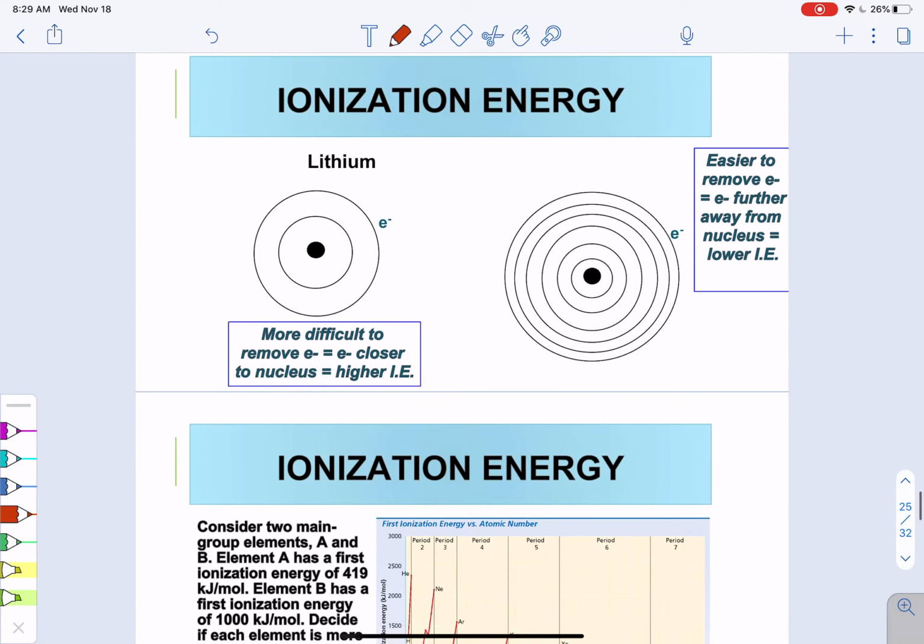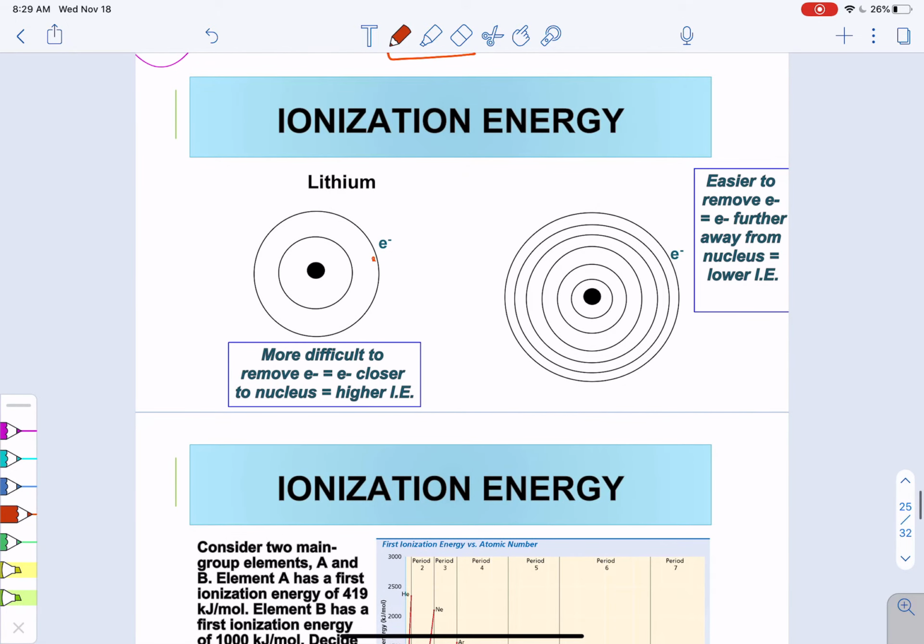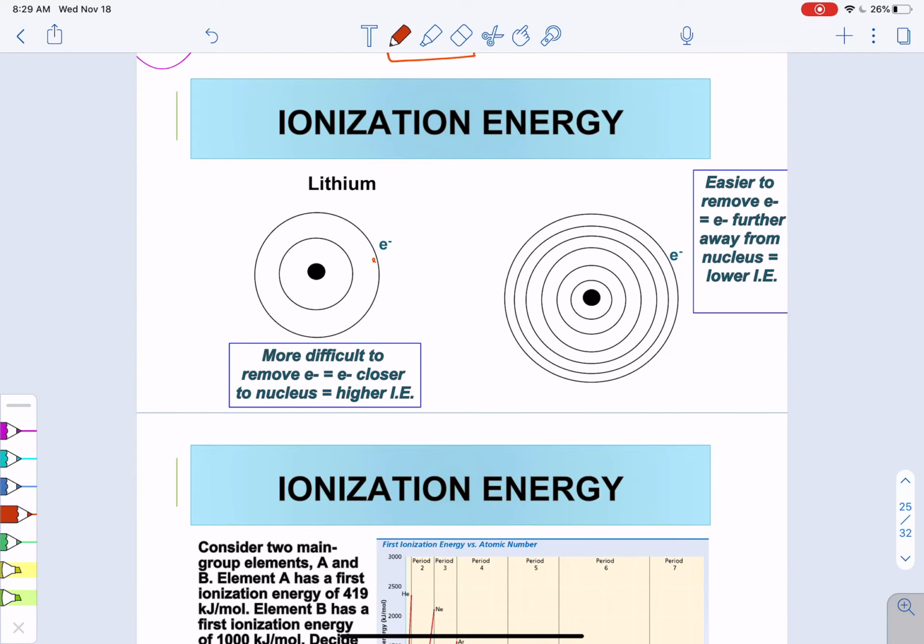So again, here's just some pictures to show you that lithium, it'd be more difficult to remove this electron because it's closer to the nucleus. And then over here we have, what is this? How come it's not on here? Hold on. It's cesium. So cesium, you have a lot of stuff in the way. So this nucleus is trying to pull in that electron as much as possible, but it has all these other electrons shielding it. So this one is easier to take away, so it has lower IE.